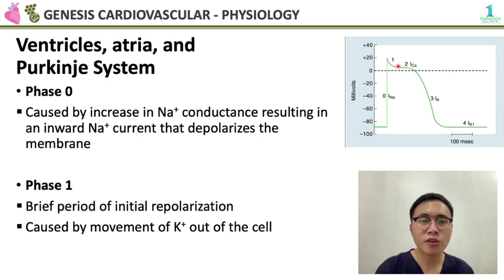Next, phase 1. Yung phase 1, itong maliit na nakausli lang dito, no, napababa. Phase 1 is a brief period of initial repolarization. Okay? So it follows that if there is an initial repolarization, merong succeeding repolarization, yung todo-todo na talaga, which comes in phase 3. Pero dito muna sa phase 1, this is brought about by the movement of potassium out of the cell. And what is potassium? Potassium is positively charged. So kapag lumalabas si potassium out of the cell, you make it more negative. Okay, so yan, bumaba siya.